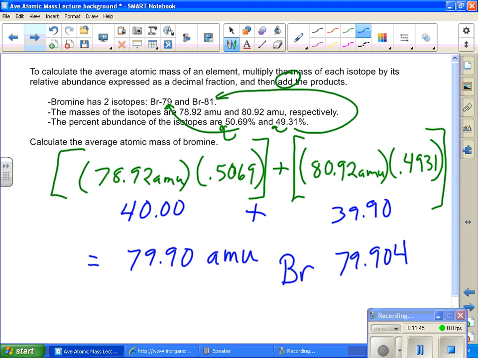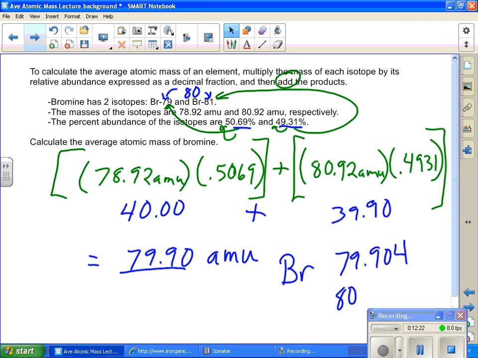And this is very, very close to 80. And I want you to notice that 80 would be halfway between 79 and 81, right? And look at our percentages. Our percentages are very close to 50% each. Okay? So yes, if you had half at 79 and half at 81, then you would get an average atomic mass of very close to 80. And sure enough, that's what you get. So that is a very logical answer.